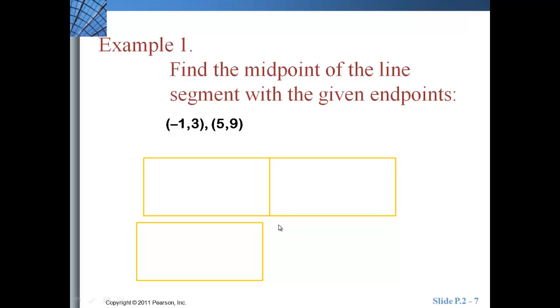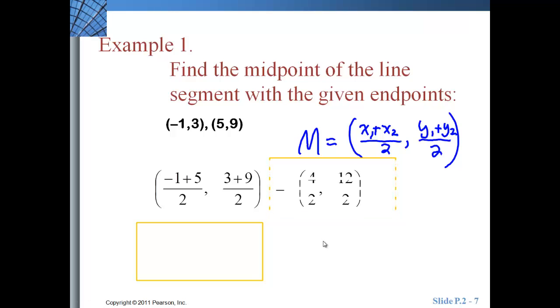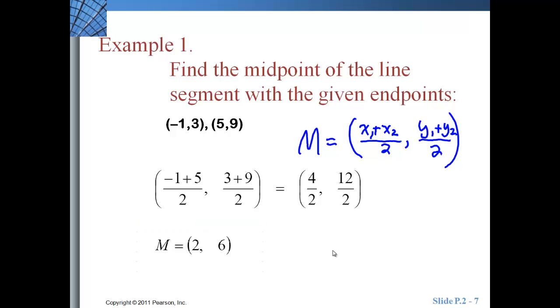Find the midpoint of the line segment with the given endpoints. So let's say we have negative 1, 3 and 5, 9. We're just going to plug into the formula. Here's our midpoint formula. Averages of our x's over 2 and averages of our y's over 2. Negative 1 plus 5 divided by 2, 3 plus 9 divided by 2. This would be my x, this would be my y, so I'll end up with 4 over 2, 12 over 2, which is 2, 6. And that would be our midpoint. We signify that with a capital M.